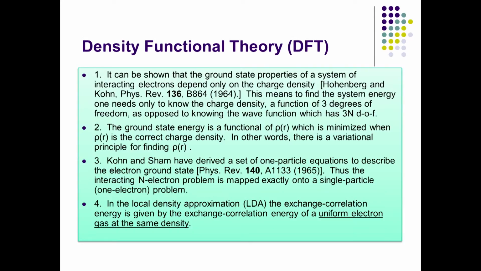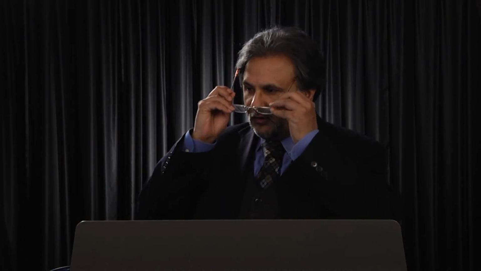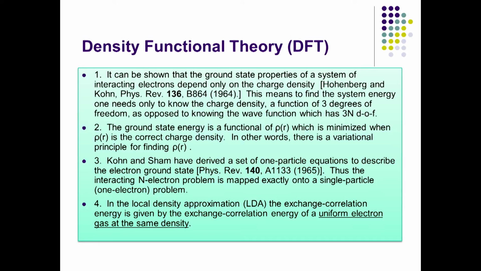So, what we are going to look at now is some of the postulates of density functional theory. Sometimes it is also called density functional approximation, because there are certain approximations that are put into place. For me to describe them carefully, let's turn to our slide and read through them, and then I will explain what each approximation really means. So, it can be shown that the ground state property of a system of interacting electrons depends only on charge density. So, the charge density is very important for the ground state property of a system.